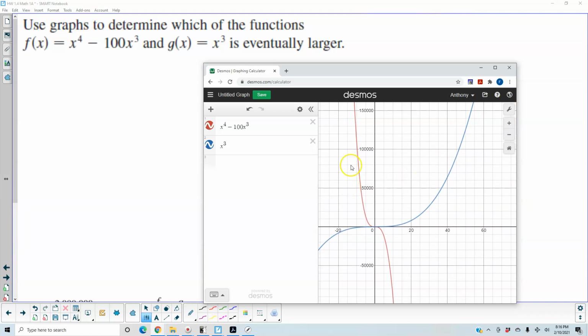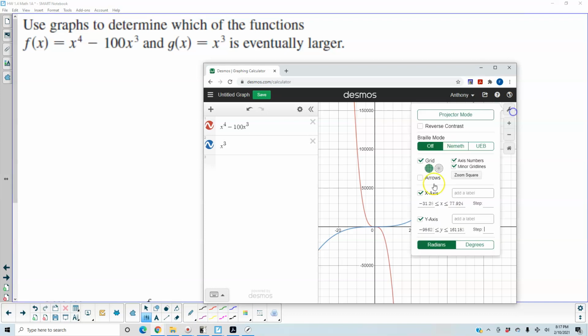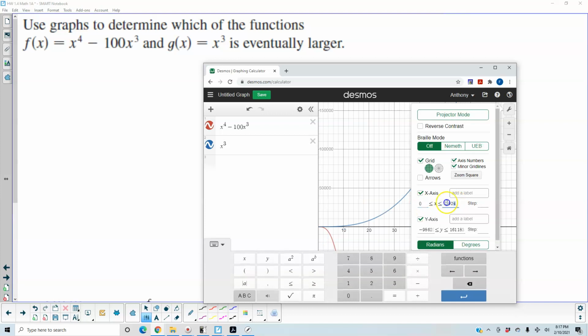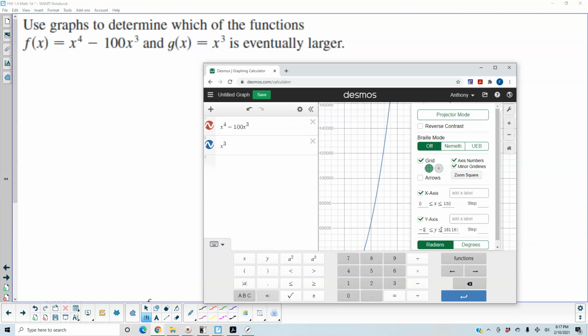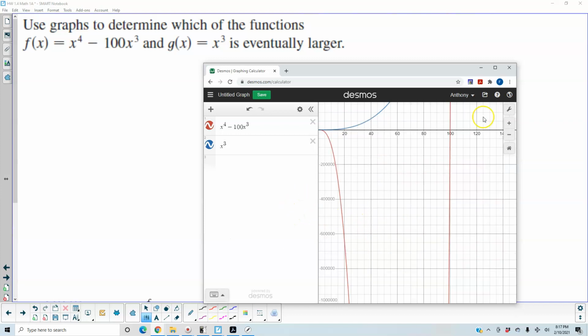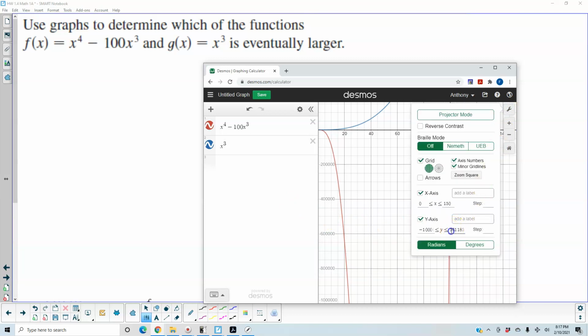So if we wanted to put in a minimum and maximum for both x and y, let's figure out which numbers we want to put in. So we'll start at 0 for x, and then we'll go to 150, because we want to see what's happening that's growing larger, so we want to go to the right side of the graph. And we can start at negative 1 million, and let's go ahead and finish at 2 million.